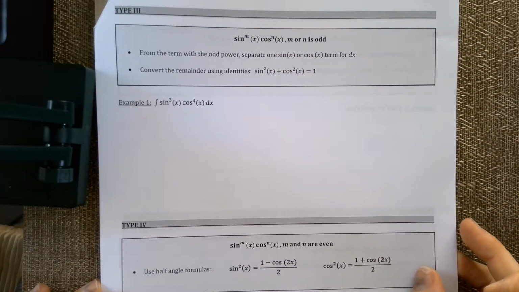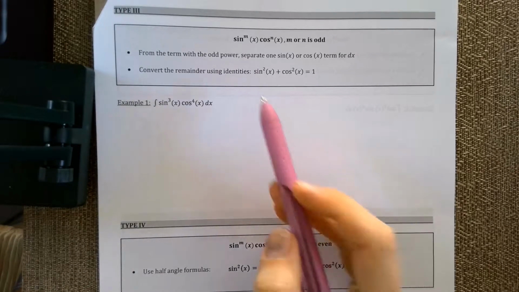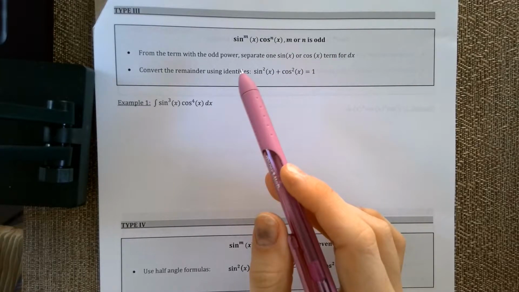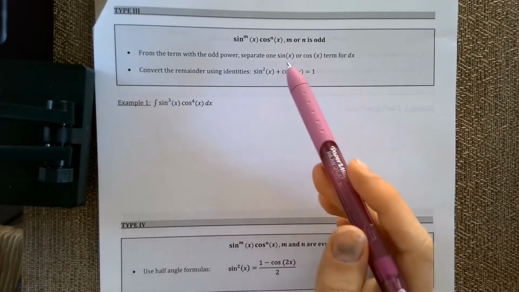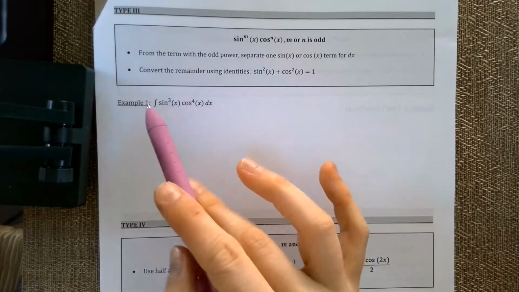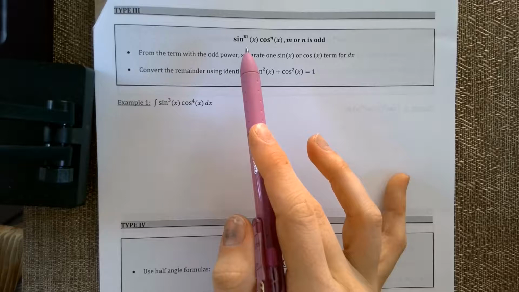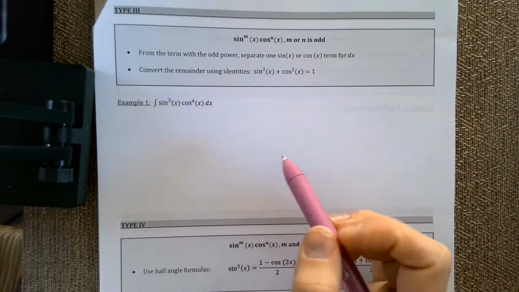Type 3 is where you would have something kind of mixed. And when I say mixed, I mean not just sine and not just cosine. The key here is that one of the powers is odd. And from that odd power, we're going to take off one of the sine or cosines, so again, we can end up doing a u sub. So type 1 and type 3 are again where we're going to have to peel off one of the functions and then try to do a u sub after we've used our trig identities.